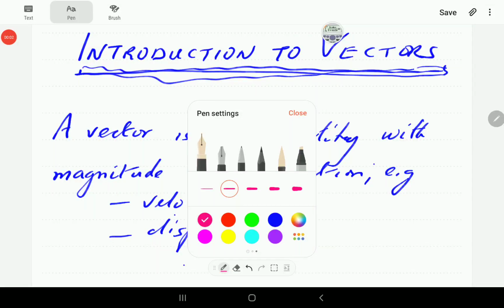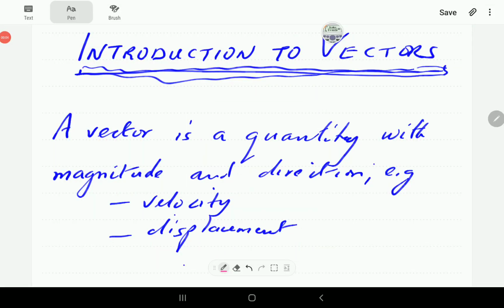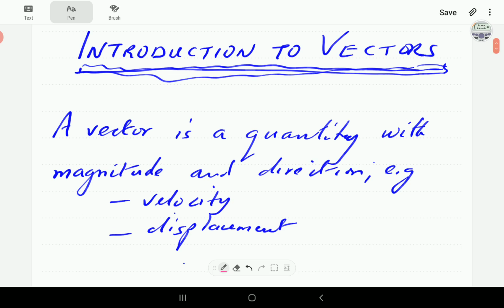All right, in this video, we're going to introduce the idea or the concept of vectors. So we're going to introduce the notation and some basic properties of vectors.